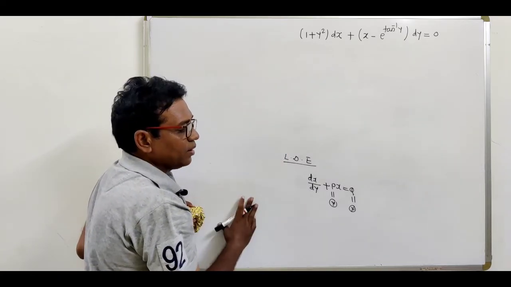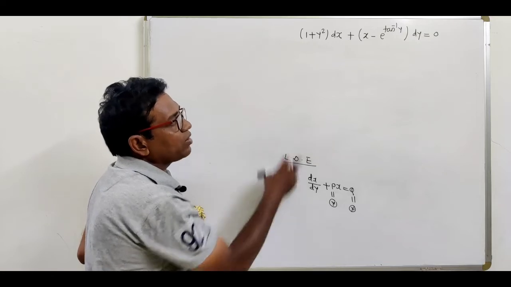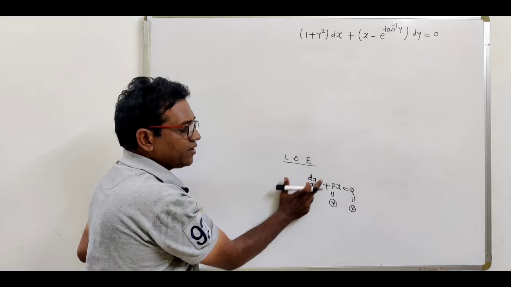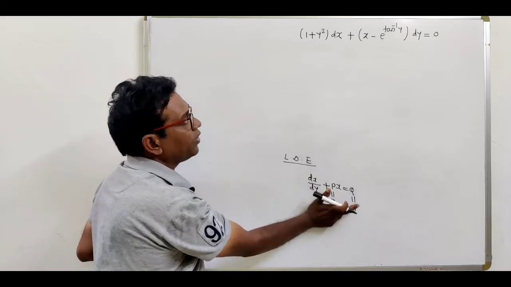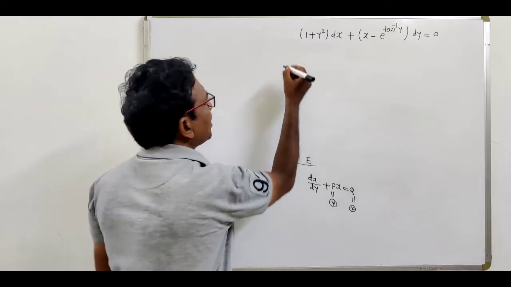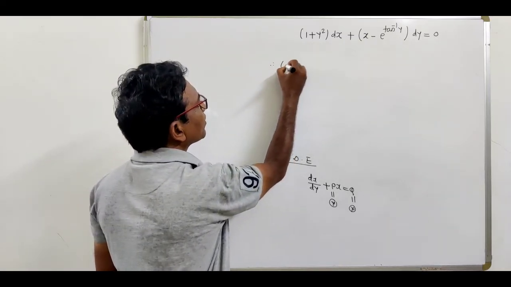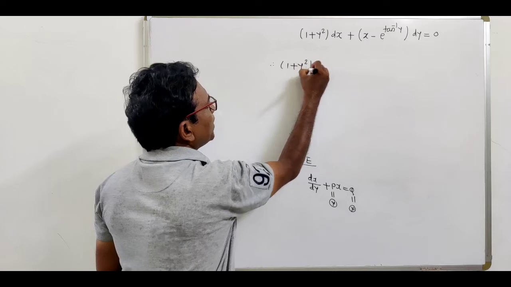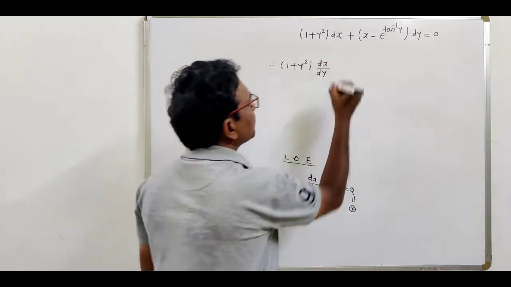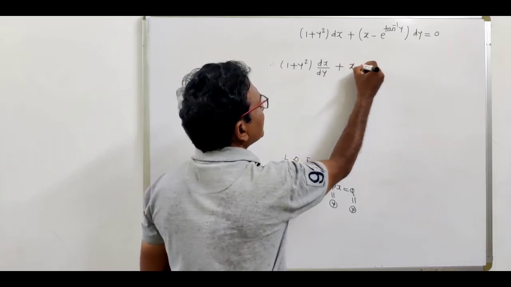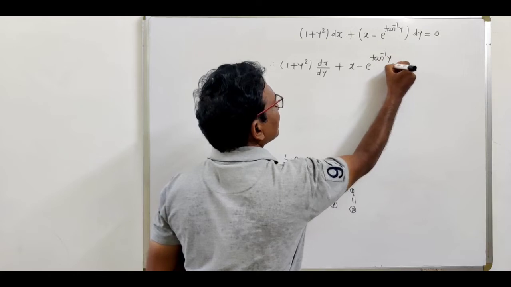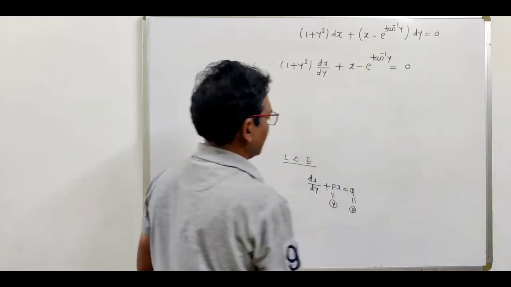So what is our next step? First of all, anyhow convert this differential equation into this pattern. What is the pattern? Dx by dy plus px equal to q. So first of all, divide throughout by dy. So write down here, therefore, (1 plus y square) dx by dy plus (x minus e raised to tan inverse y) is equal to 0.